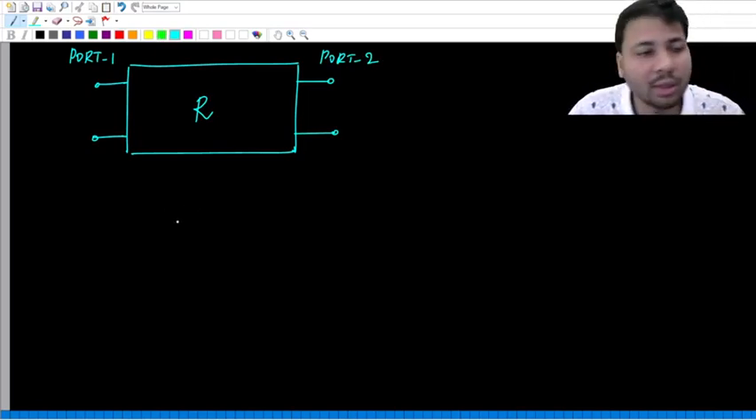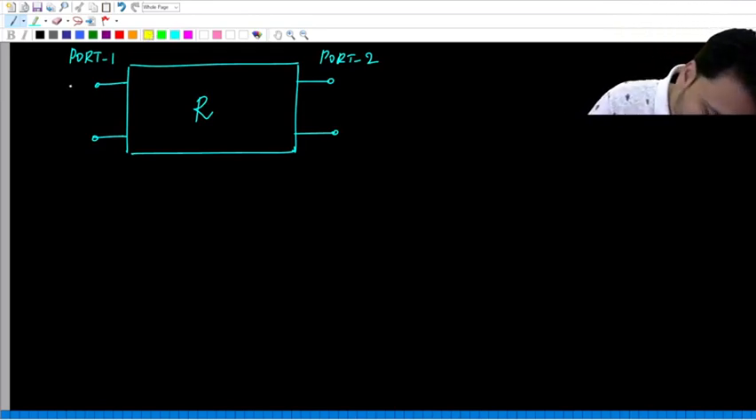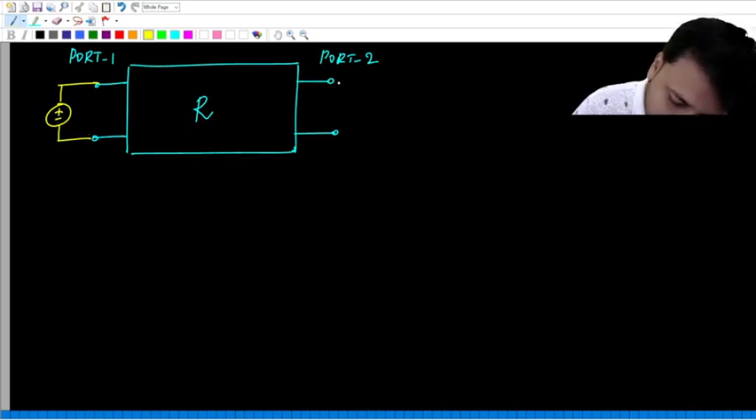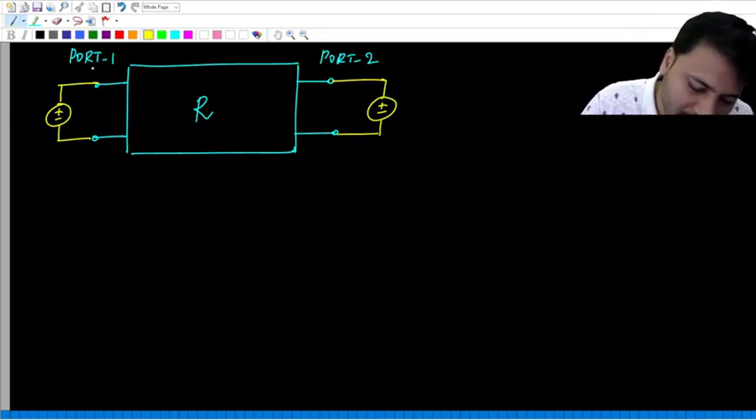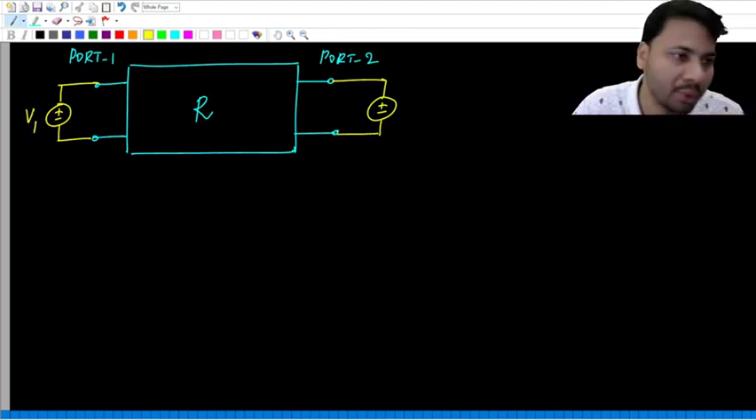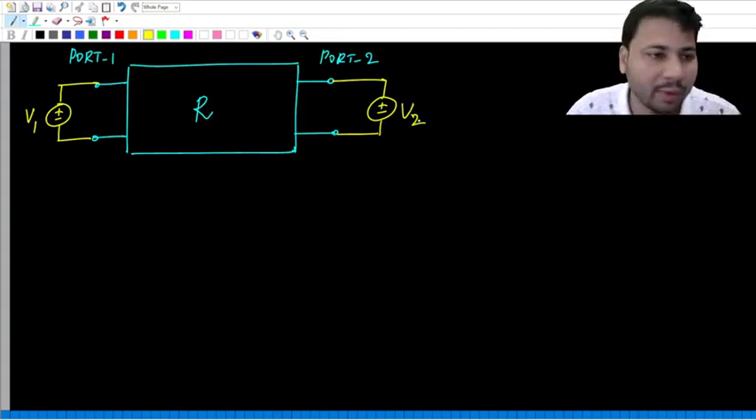Let's say we connect voltage sources at both the ports. In the first case, let's connect voltage sources at both the ports. So at port 1 I connect a voltage source. At port 2 also I connect a voltage source. The voltage source connected at port 1 we'll call V1, and the voltage source connected at port 2 we'll call V2.